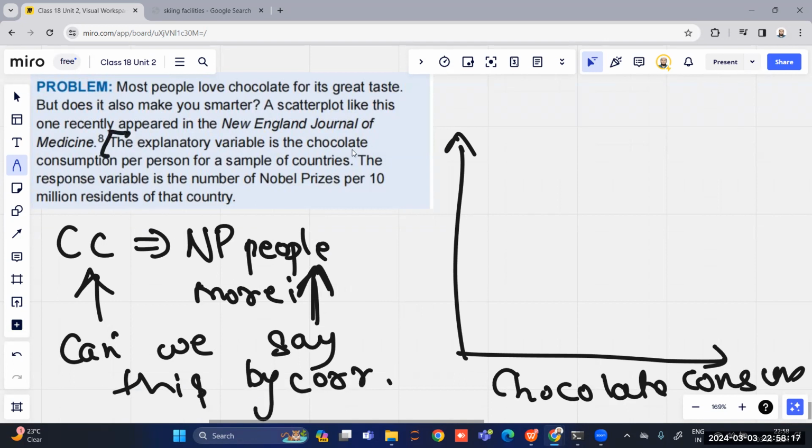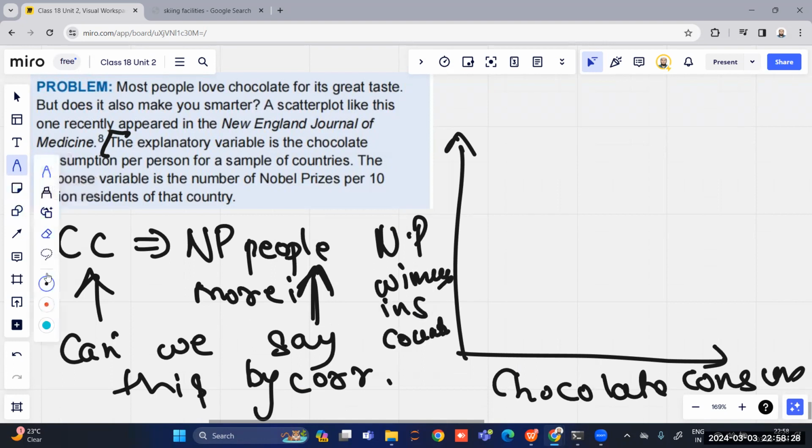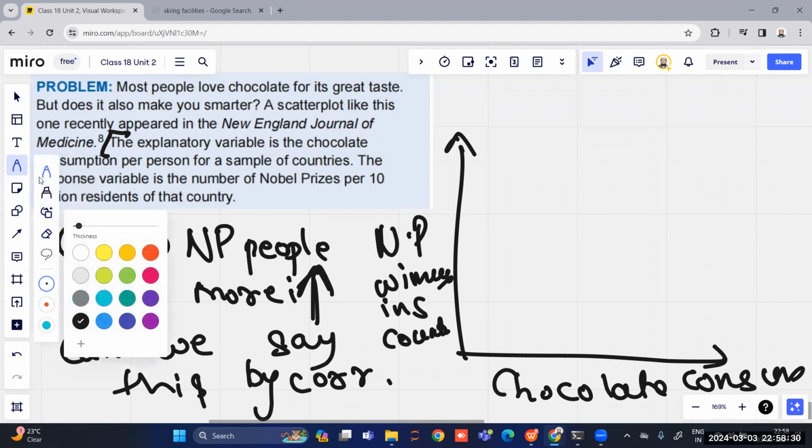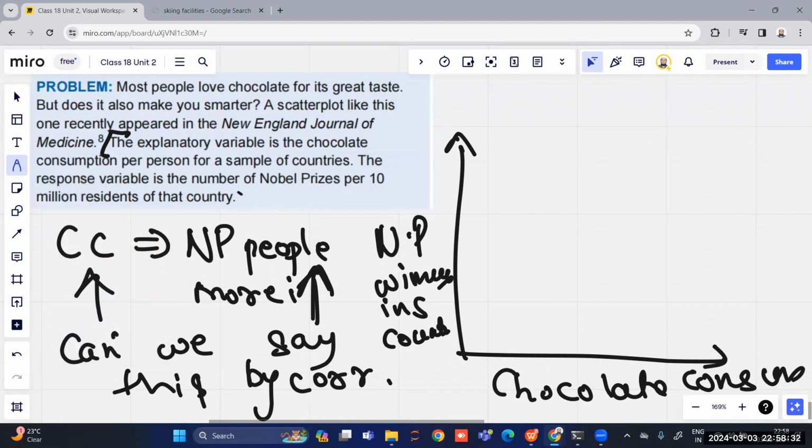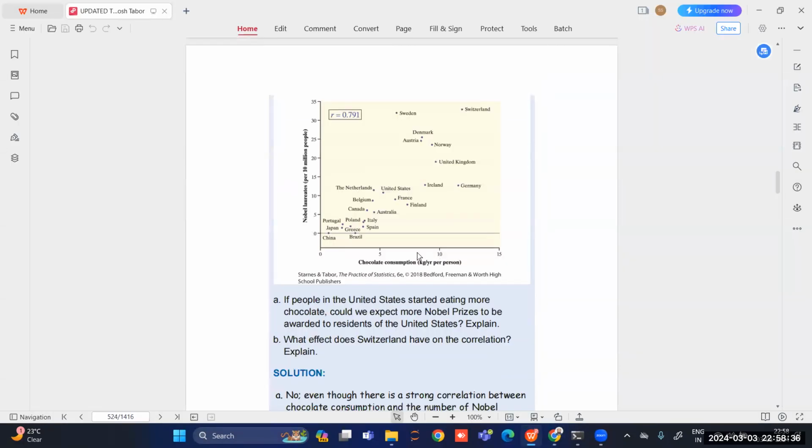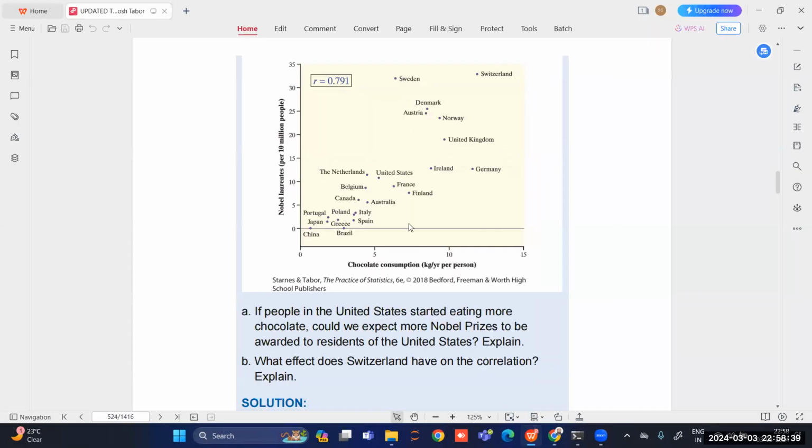The explanatory variable is the chocolate consumption, so this will be CC, and this will be the Nobel Prize winners per country, per 10 million residents of a specific country. Okay, so this was the thing. The question looks very clear.